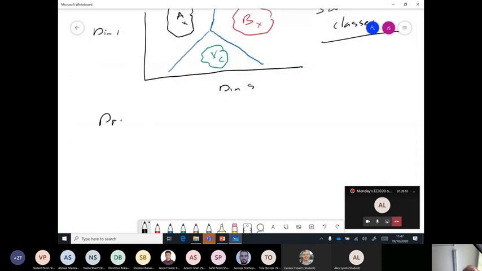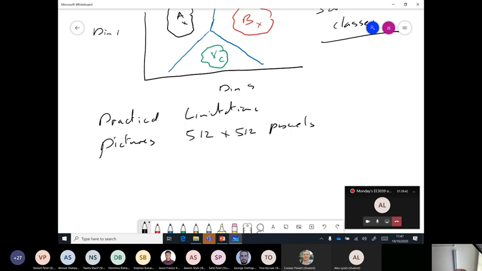Practical limitations. Supposing I am using pictures and I'm converting the pictures directly to vectors by using each pixel value as an element of the vector. Supposing the pictures are 512 by 512 pixels, and supposing the resolution is 8 bits per pixel, which would be grey pictures.